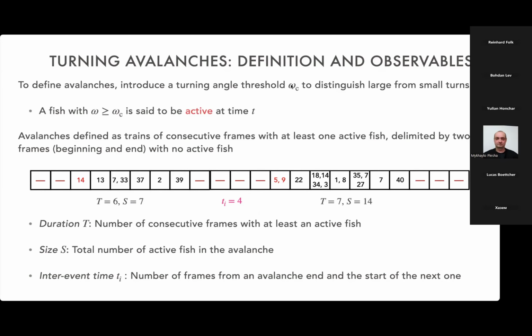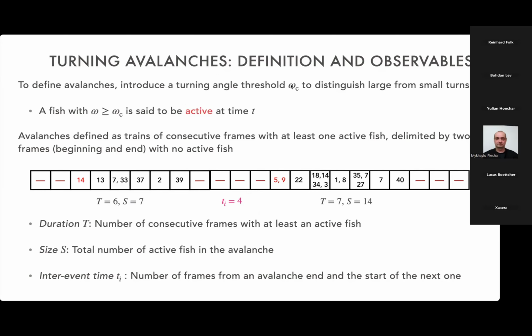So when we have this, we can identify an avalanche as a stretch of consecutive frames in which we have fish performing a large turn. And this stretch is separated by 2 frames in which no fish perform a large turn. We define the duration of the avalanche as the number of frames involved, and the size as the total number of fish. For example, in this case, it is 1, 2, 3, 4, 5, 6, size 7. Also we can define an inter-event time, which is the time between the end of an avalanche and the start of the following one.